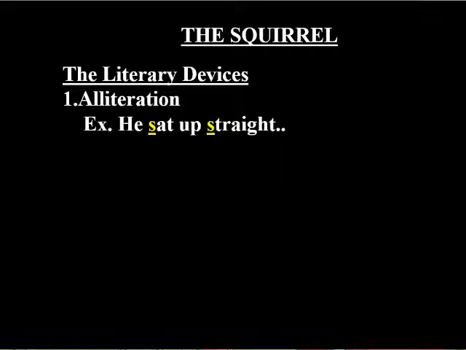You can see one more example in the poem. In the last line, he went the other way. Here, in the words went and way, the w sound is repeated. So therefore, this is an example of alliteration.